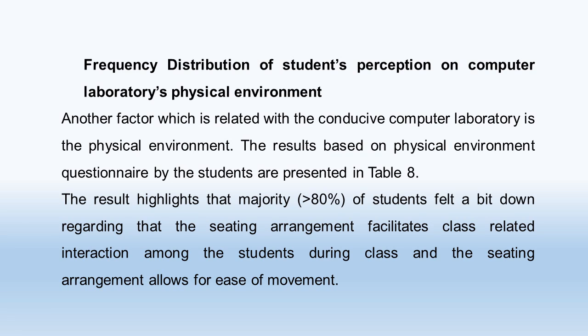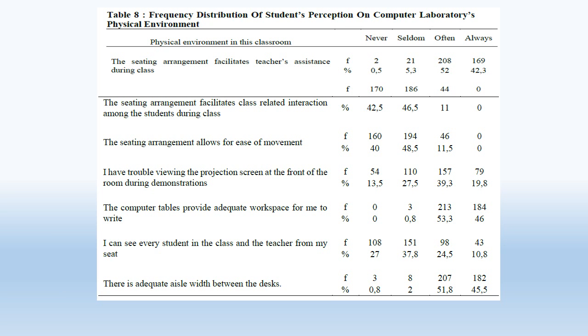Frequency distribution of student perception on computer laboratory physical environment. Another factor related to a conducive computer laboratory is the physical environment. The results based on the physical environment questionnaire by the students are presented in Table 8. The result highlights that the majority, over 80% of students, felt a bit down regarding whether the seating arrangement facilitates class-related interaction among the students during class, and whether the seating arrangement allowed for ease of movement. So this is Table 8, frequency distribution of student perception on computer laboratory physical environment.